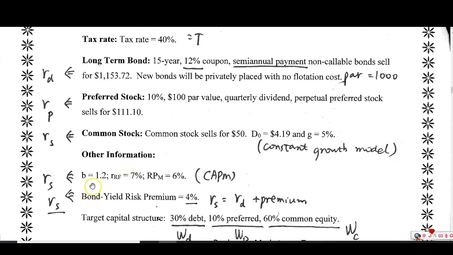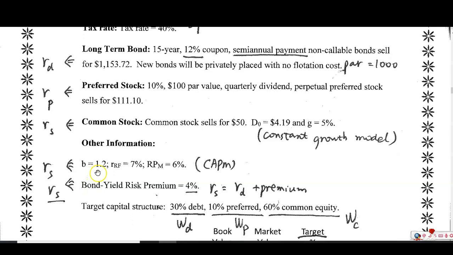Other information: we also know the beta for this firm is 1.2, the risk-free rate is 7%, and the market risk premium, RPM, is 6%. Based on this information, we can use the CAPM model we learned to calculate RS, the stock return, or cost of common stock.